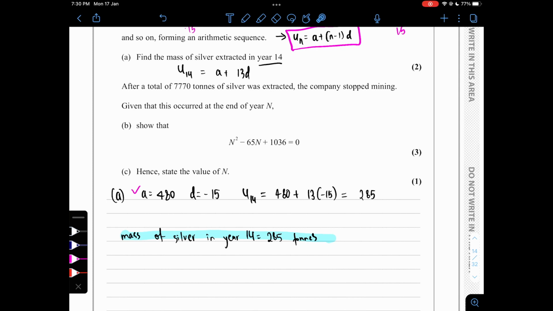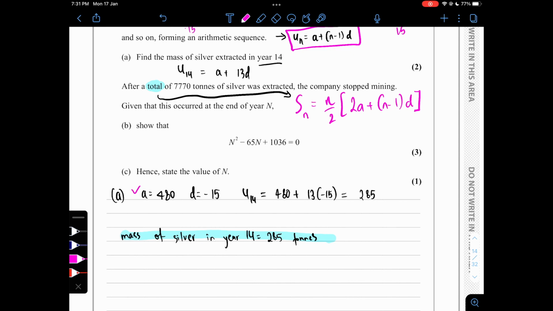So what are we supposed to do here? The key word here is actually total. Now, we have a formula for what? The total of an arithmetic sequence, which is Sn equals n over 2, 2a plus n minus 1 multiplied by d.